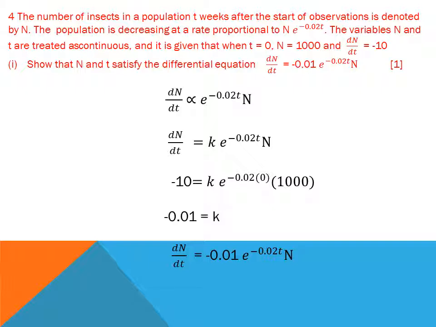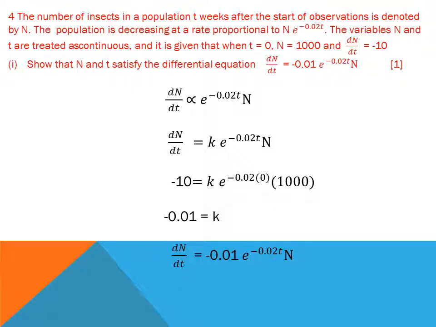Question number 4. An insect population, T weeks after the start of the observation, is denoted by n, the population, and time is denoted by t. The population is decreasing at a rate proportional to n e power minus 0.02t. The variables n and t are treated as continuous, and it is given that when t is equal to 0, n is equal to 1000, dn over dt is equal to minus 10. Show that n and t satisfy the differential equation dn over dt is equal to minus 0.01 e power minus 0.02t into n.